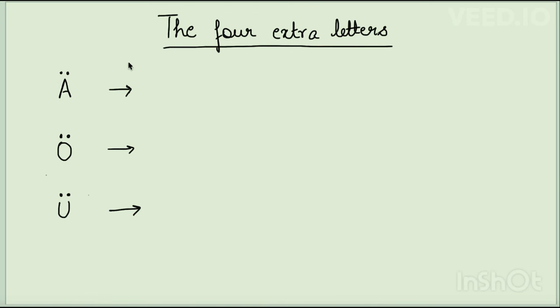Next, we will learn the 4 extra letters. The first 3 letters with the 2 dots on top are called Umlaute. The first one is pronounced as air, or A Umlaut. Once again, air. This is pronounced as the letter A in age.